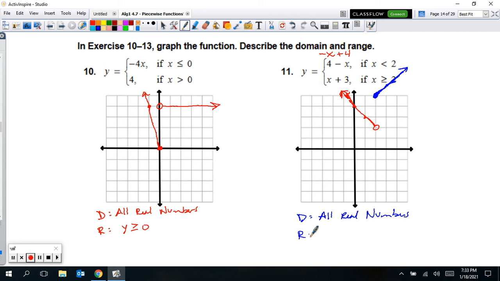And for the range, where is it on the y? So it's not below this number right here, which is actually at 2 for the y. So it's actually only just greater than 2. That's where it's greater than, just right there.